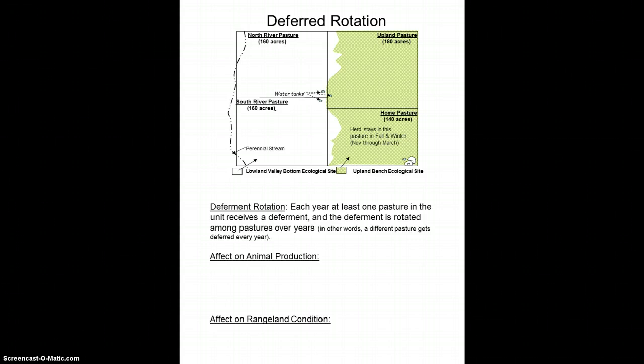The effect on animal production is still pretty good. Animals still have quite a few choices in the pasture, so we seldom see reduction of animal production. However, we often see an improvement in rangeland condition because at least every pasture has a deferment. Every once in a while, there's always some time where the plants and areas of a pasture can be guaranteed that they will not be grazed.